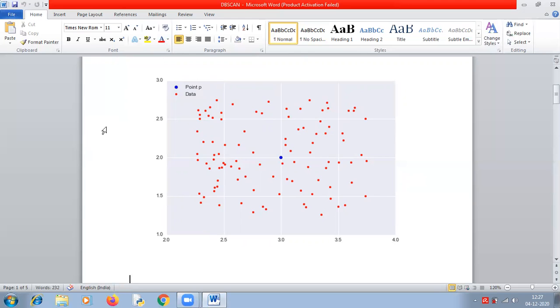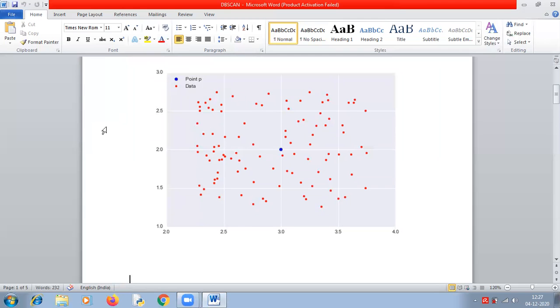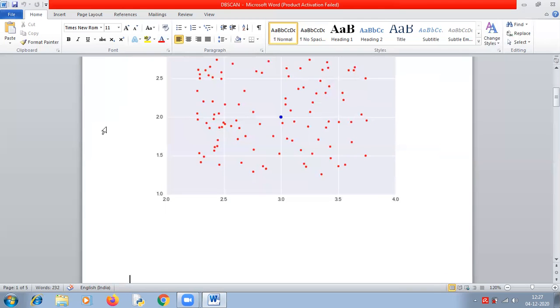Now, first, let's consider the neighborhood of P with radius 0.5. So let's imagine our radius to be 0.5, so here epsilon becomes 0.5. The set of points that are distance 0.5 away from P. When we consider radius as 0.5, we see the set of points that are within 0.5 distance from P. So what are those points? You can see the next picture.